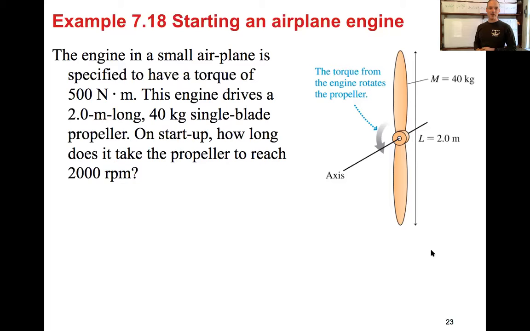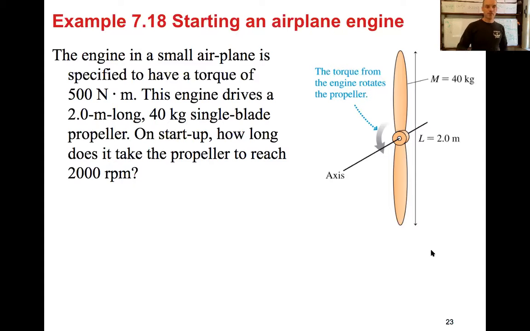So here we have an engine of a small airplane specified to have a torque of 500 Newton meters. The engine drives a 2-meter long, 40-kilogram single blade propeller. On startup, how much does it take the propeller to reach 2,000 RPM? So we're going from 0 motion all the way up to 2,000 RPM. So our blade is 2 meters long. Has a mass of 40 kilograms. And the axis of rotation is right through the center.